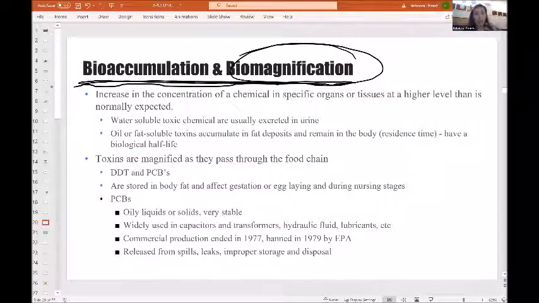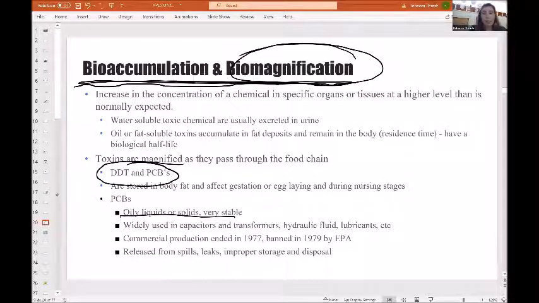Now, two particular chemicals that you need to know that this happens with are DDT and PCBs. DDT, I'm sure you guys know what that is. That was the pesticide used when we were trying to get rid of mosquitoes, and they used to spray it. But let's talk a little bit more about PCBs. Those are stored in body fat very, very easily. They're oily liquids and solids, very stable in the environment. They used to be widely used in electrical equipment, lubricants, hydraulic fluid, all kinds of stuff.